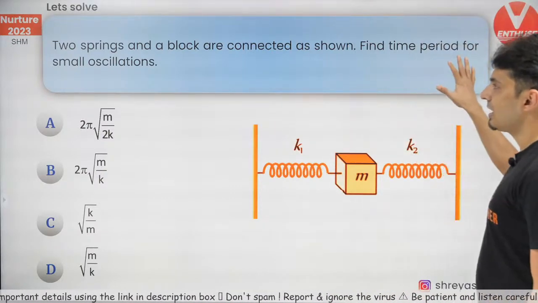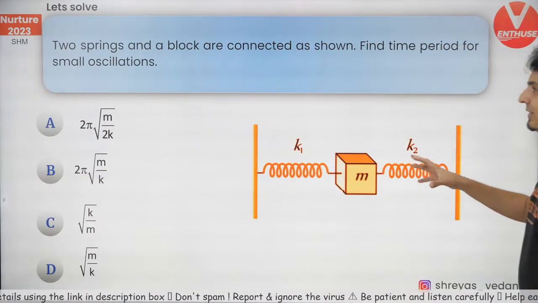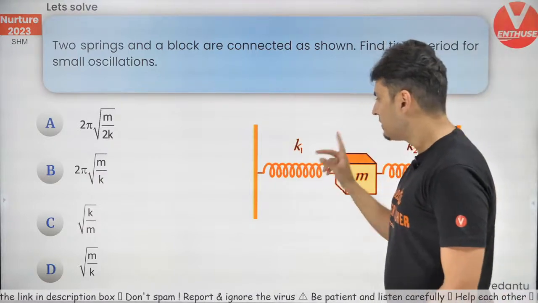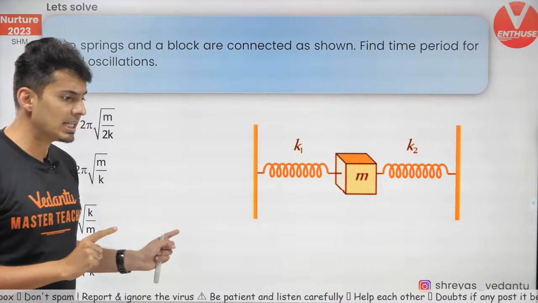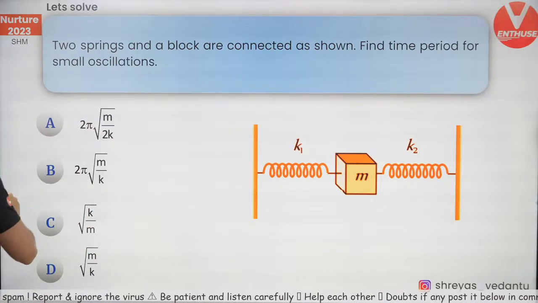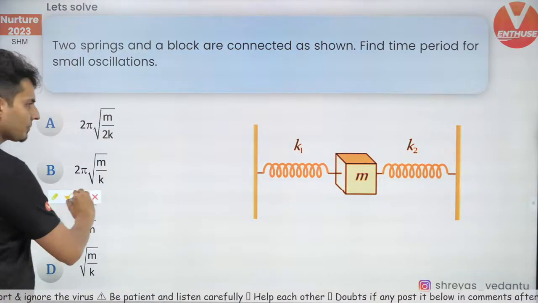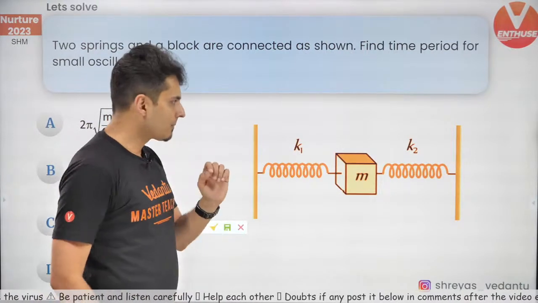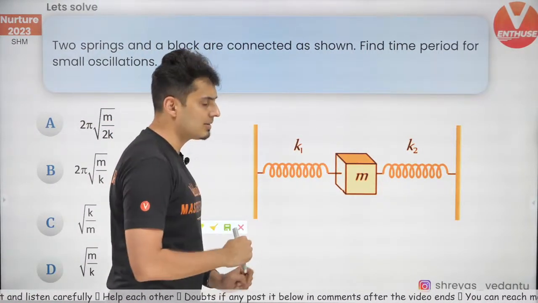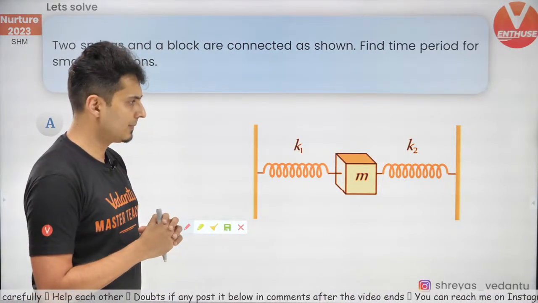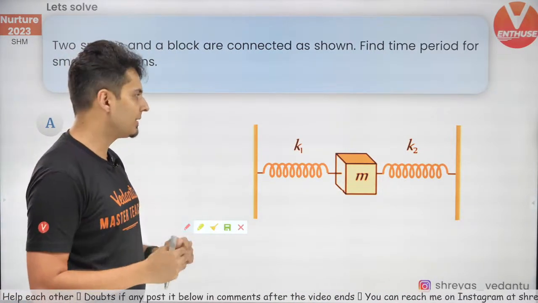So two springs and a block are connected as shown. What do you think is the time period of small oscillations? First of all, figure out, is this system in series or is it in parallel? Well, I'll tell you what. A lot of you might think that this spring is after the other spring, so maybe it is in series. But let me give you a different perspective.